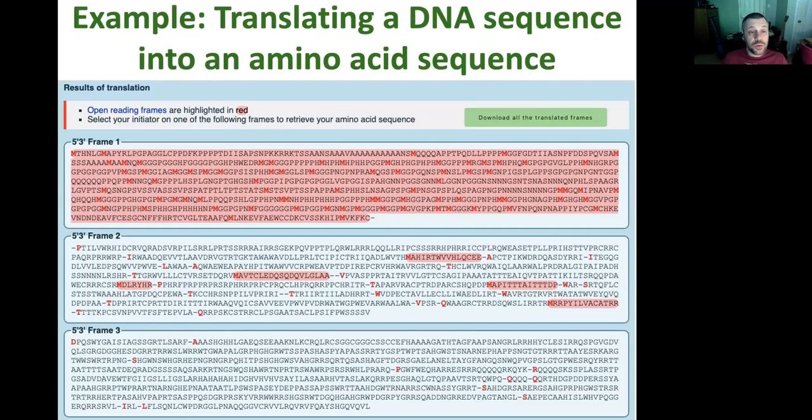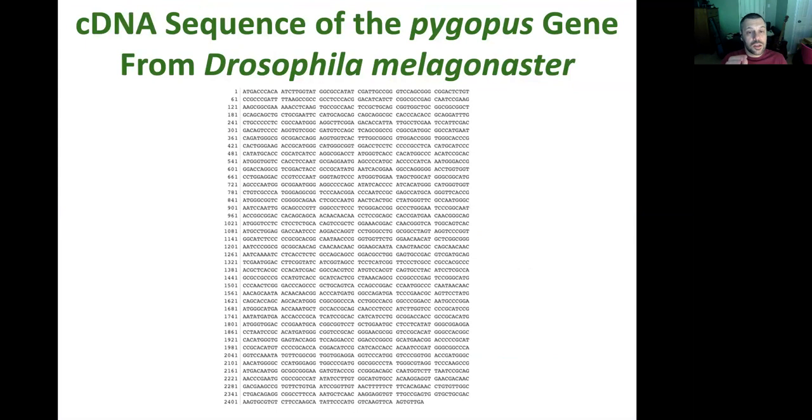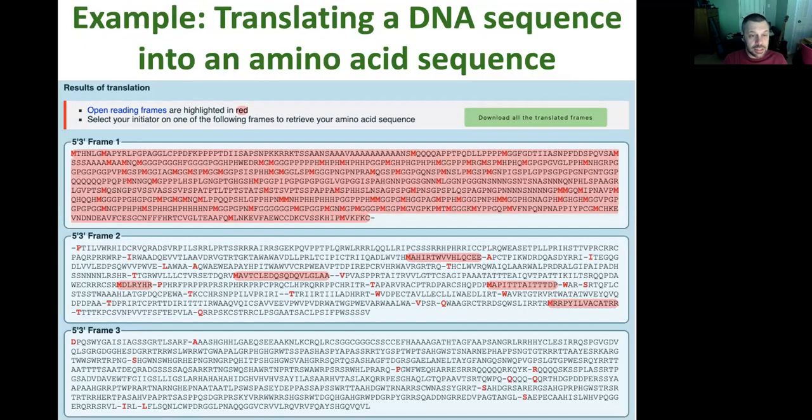Reading frame number 2, if you start at that second position, we know from looking at this that it was a stop codon, a proline, and a threonine. So if we look at the second reading frame, we see a little dash that represents a stop codon, and then a proline and a threonine. The third reading frame itself, there aren't any open reading frames at all in that one.